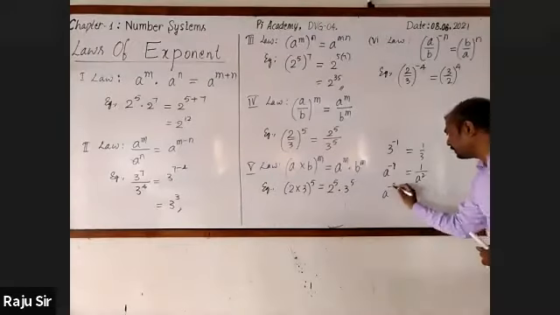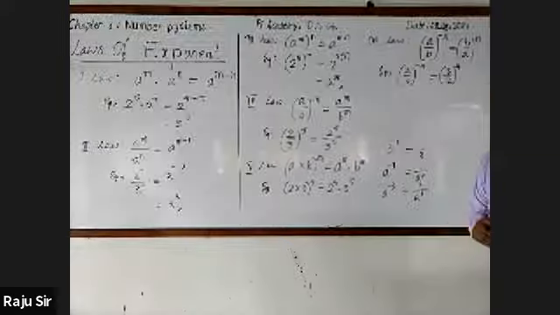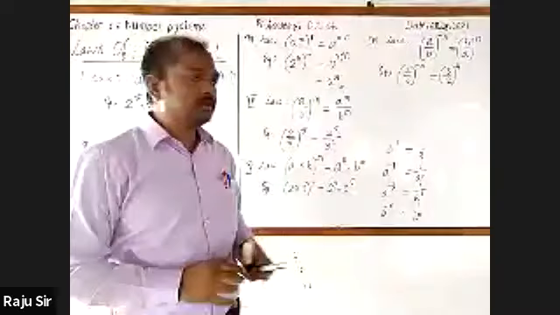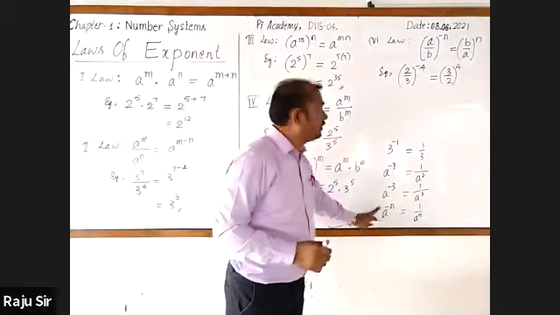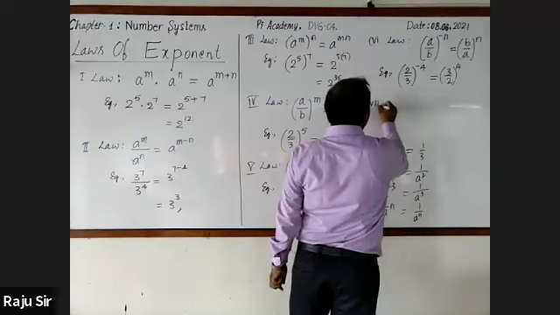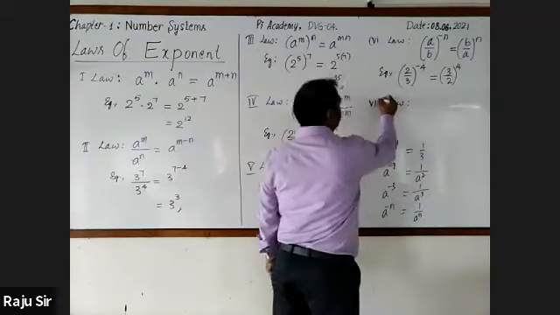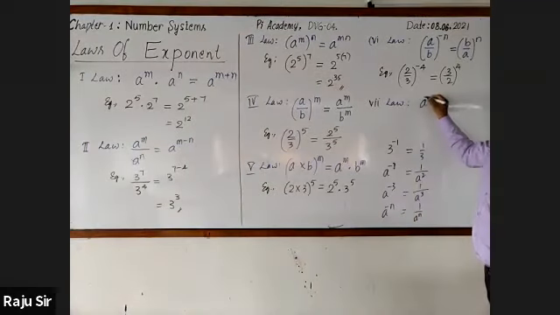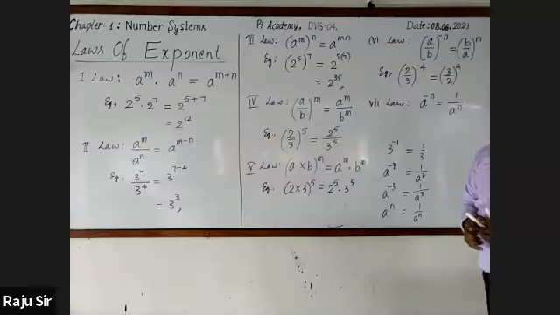If a is raised to the power minus 3, it is 1 by a cube. A raised to the power minus n is 1 by a raised to the power n. This is the next law, the seventh law. A raised to the power minus n is written as 1 by a raised to the power plus n.